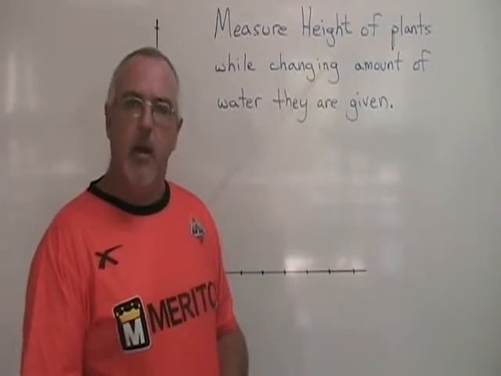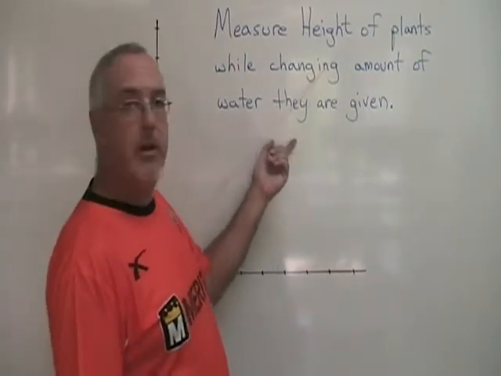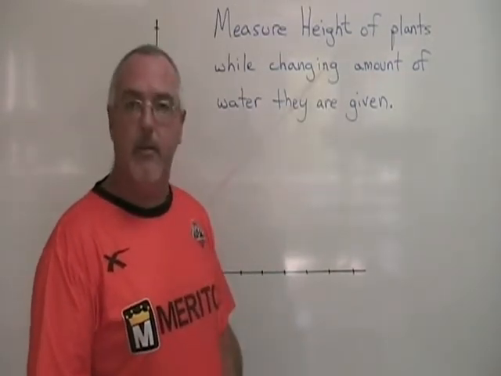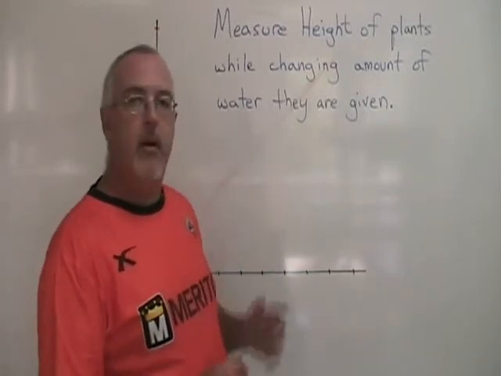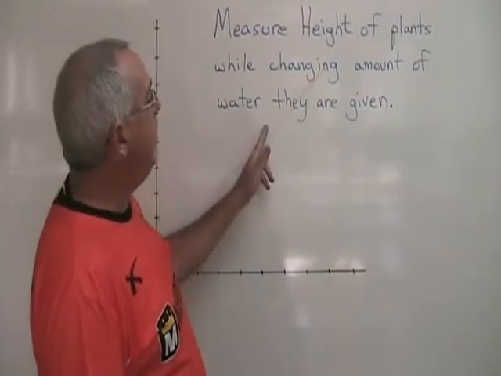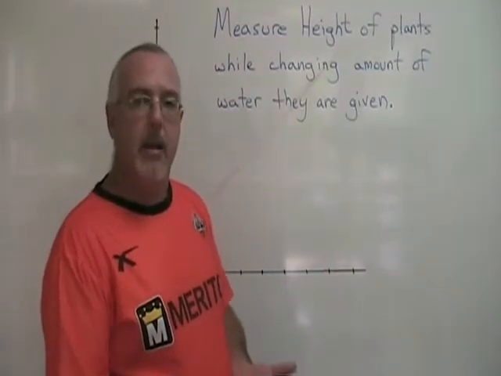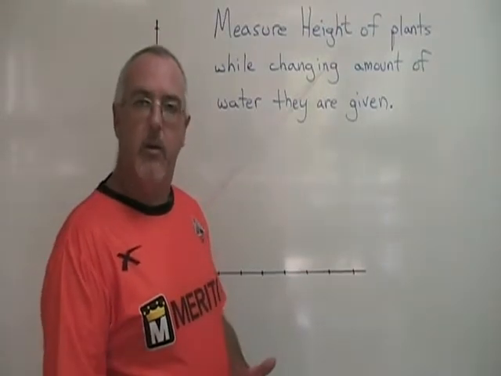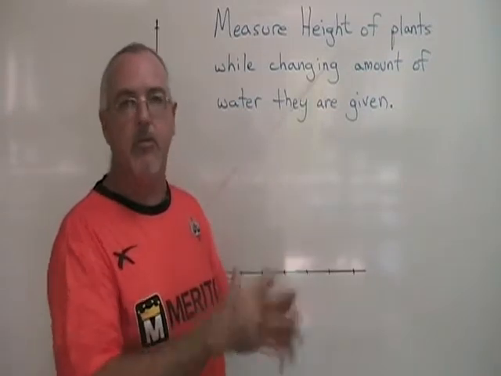Here's a question. What are the dependent and independent variables in this situation? We will measure the height of plants while changing the amount of water that the plants are given. What is the dependent variable in this situation? The dependent variable in this situation is the height of plants. And therefore, the independent variable is the amount of water that they are given. We can control the amount of water we give to the plants, and then we can see the effect this has on the height that the plants reach.